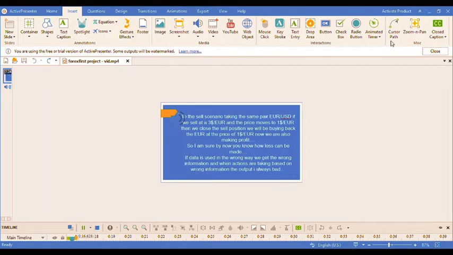Now, in the selling scenario, let's take the same pair, EUR/USD. If I sell at $3 per euro and the price moves to $1 per euro, then I close the sell position. I'll be buying back the euro at the price of $1. Now we are also making profit. So I am sure by now you know how loss can be made.